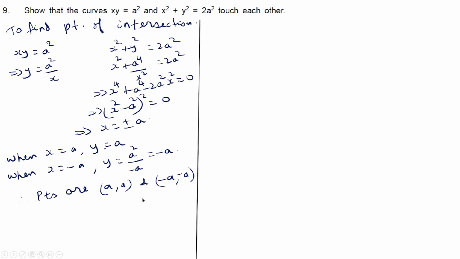Now let us find the tangent to this curve and to this curve and show that their slopes are equal, and then we can show that these two curves touch each other. So first let us consider xy equal to a square. So from here we have y is equal to a square upon x. So dy by dx is equal to minus a square by x square.